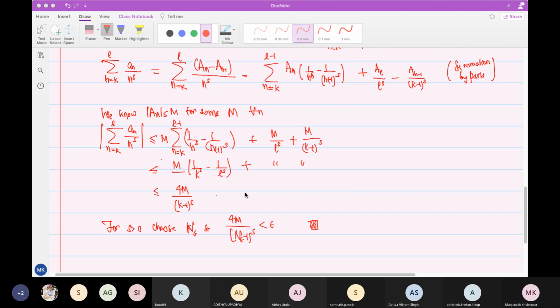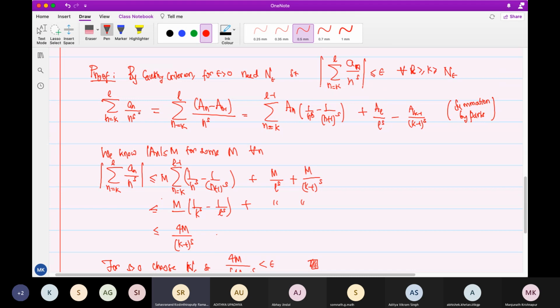Any questions, comments, or anything? Sir, in the first step, the summation n equal to k to l of an by n to the s, can't we just pull out 1 by l to the s outside, and then the summation of an is just bounded by 2m? No. They are oscillatory, right? So you cannot pull out a term like that. They don't have the same sign.